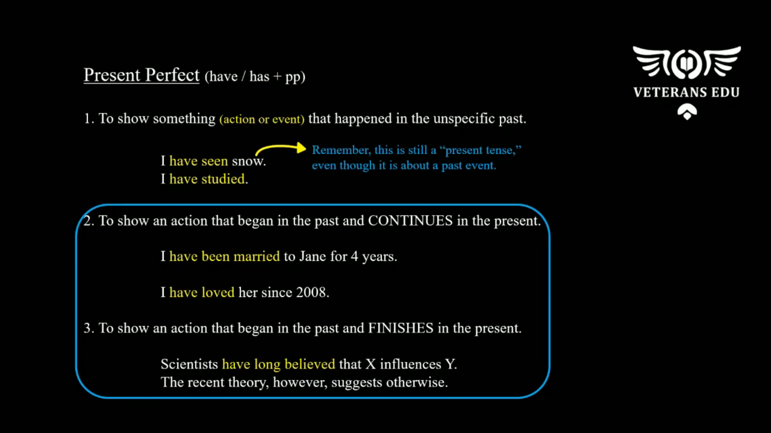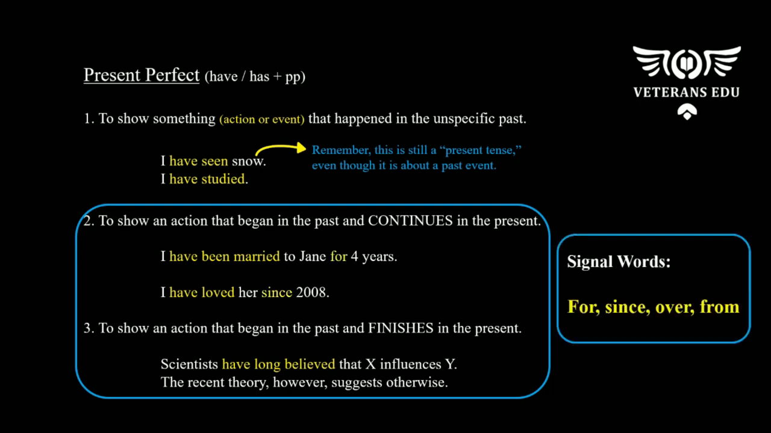The present perfect can also express an action that began in the past and finishes in the present. For example, in the sentence "Scientists have long believed that X influences Y," this is a belief that the scientists had up until now, but is no longer valid. One final tip to remember regarding present perfect is the use of signal words such as for, since, over, and from. These words will often tell you that present perfect is needed.